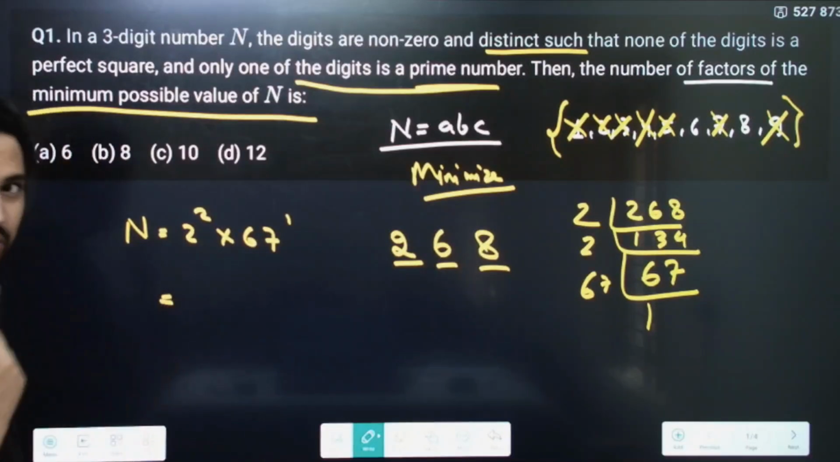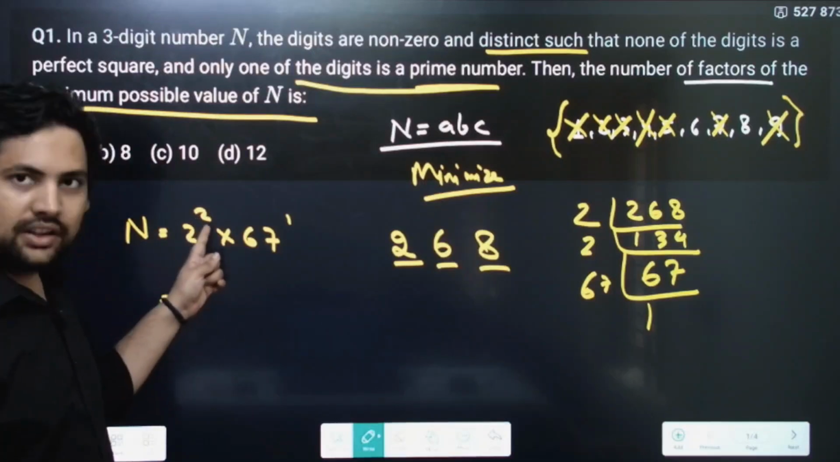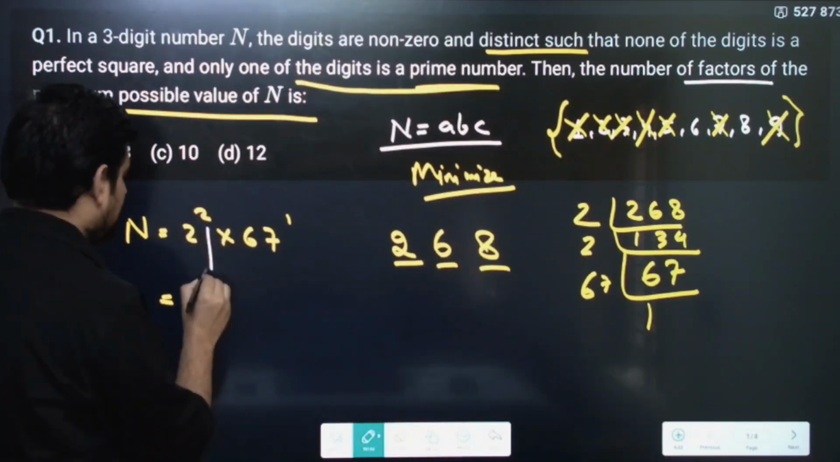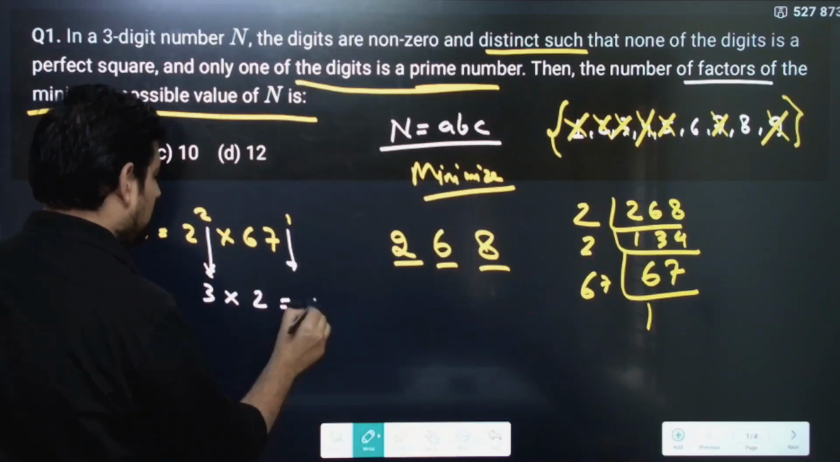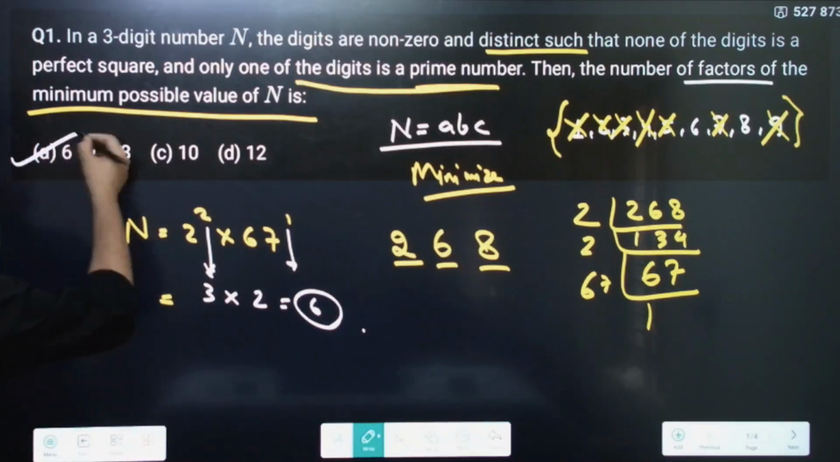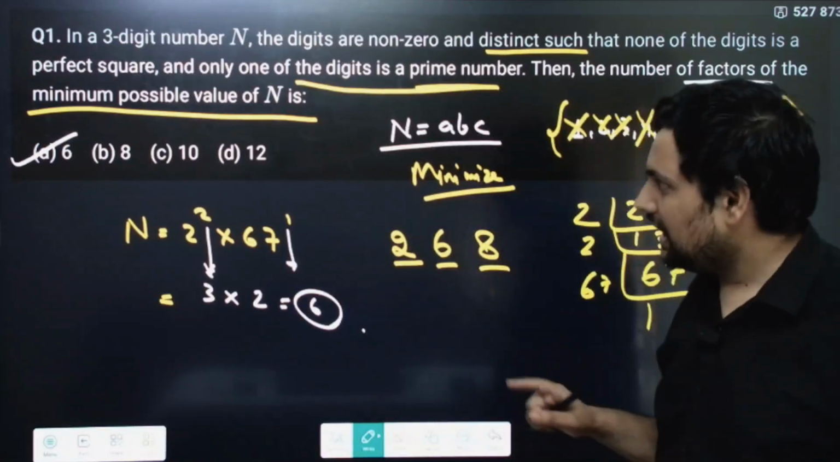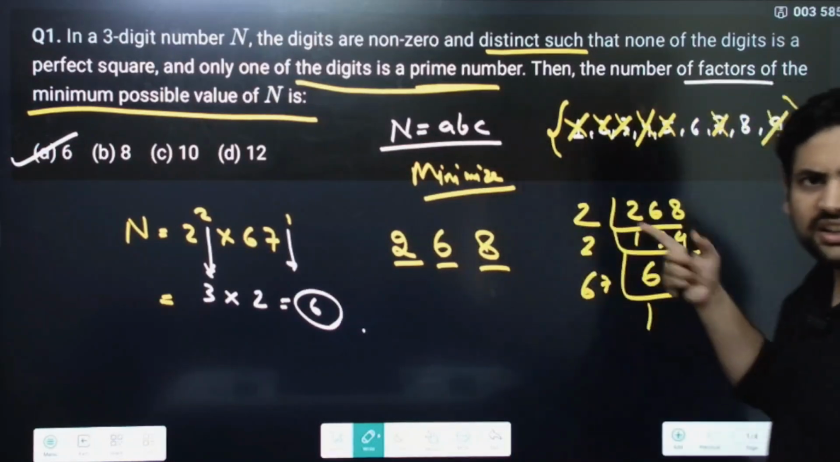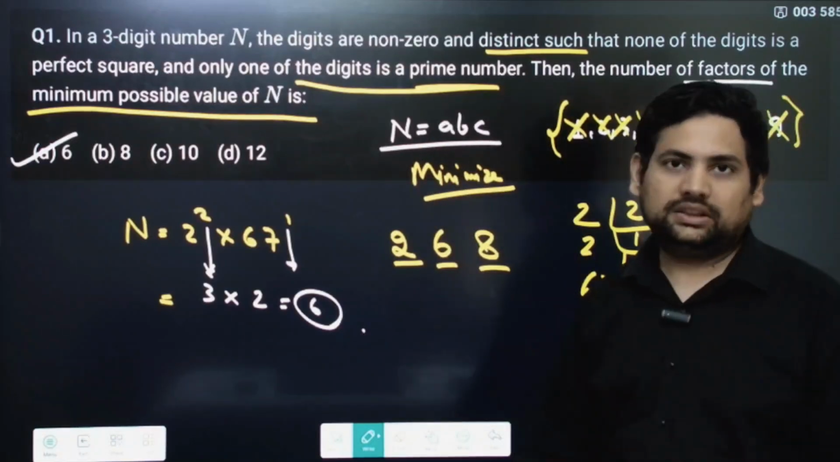Now I assume that you must know the formula for the number of factors. It will be (2 plus 1) times (1 plus 1), which is 3 times 2, so the answer becomes 6. This is the answer. I know it was a difficult question at first glance, but can you understand how I have broken this down? This is something that you should start writing.